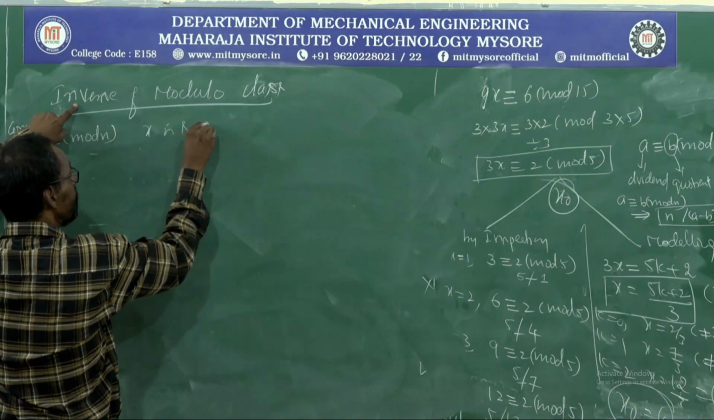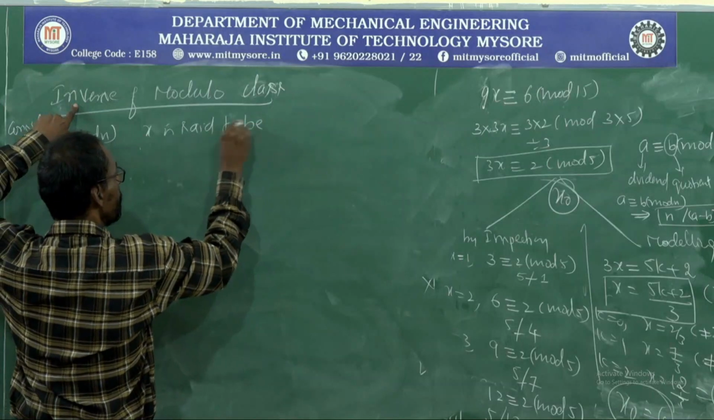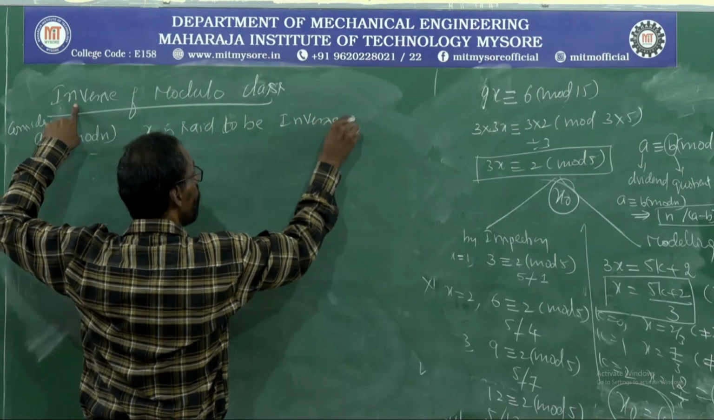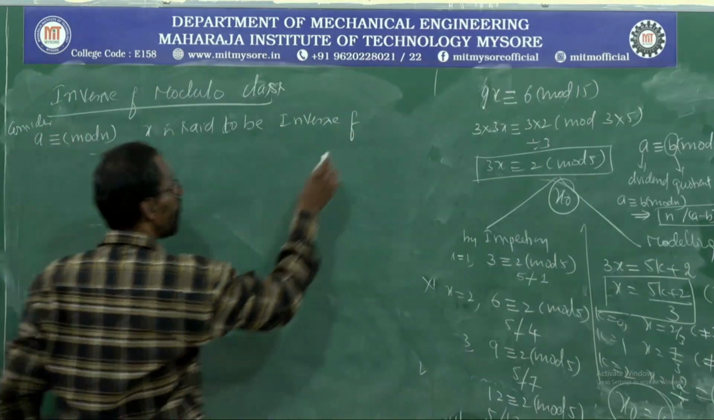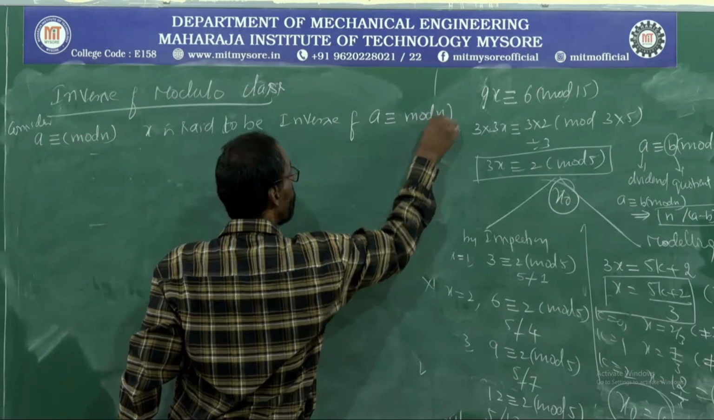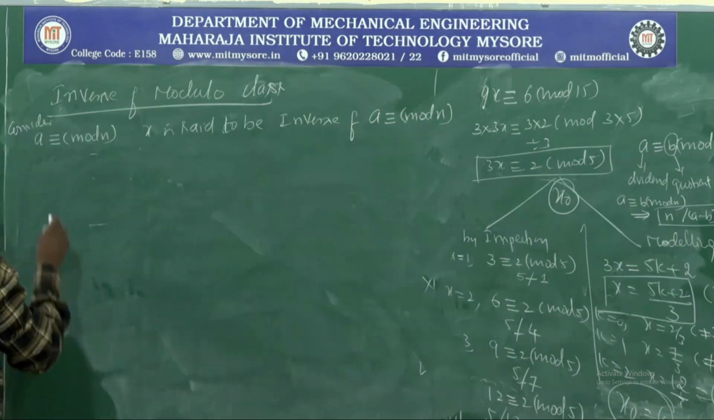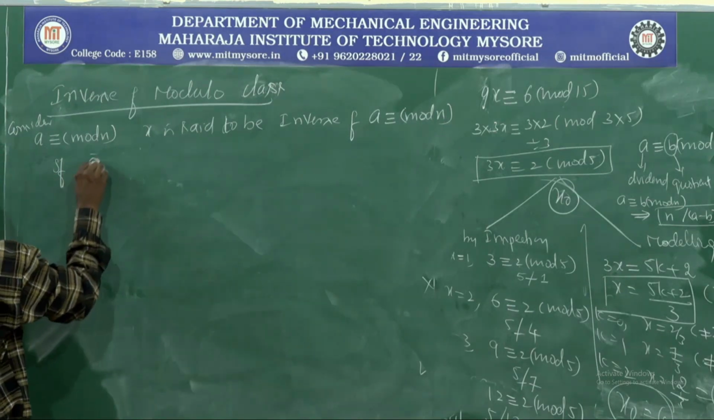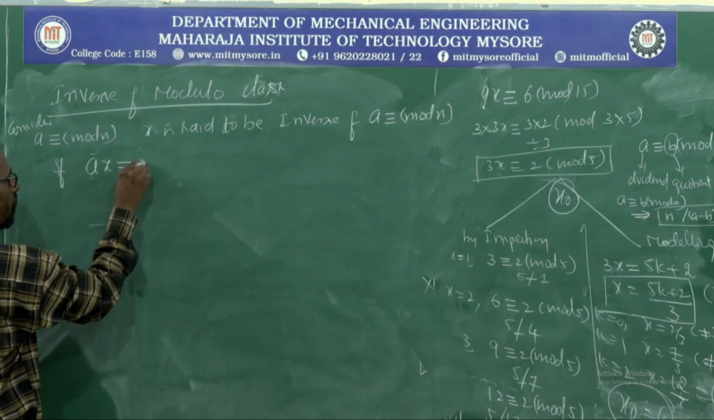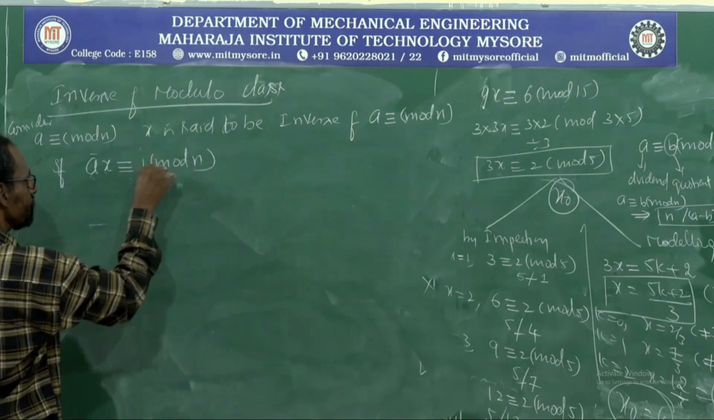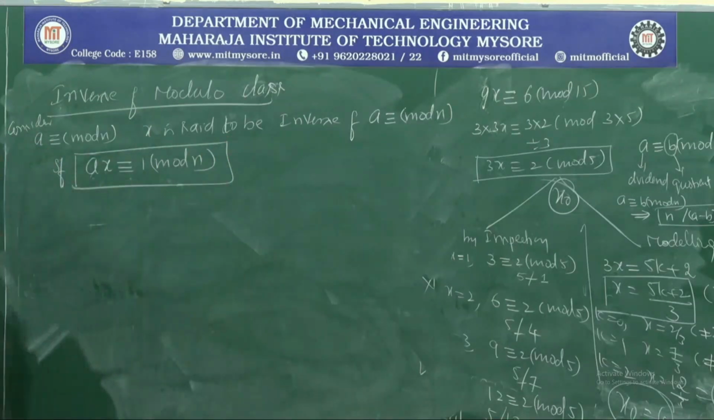X is said to be the inverse of this modulo class A congruent to mod n. Carefully see now how it can be converted. This is called mathematical modeling. Ax is congruent to 1 modulo n. This is the beauty.